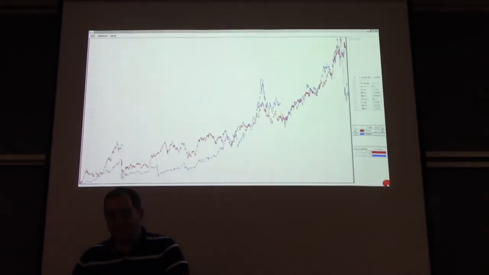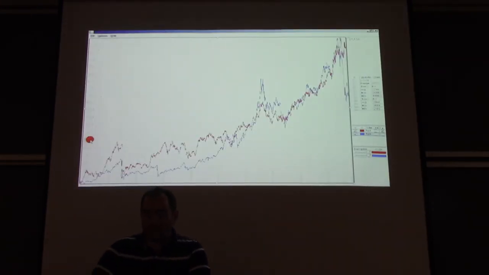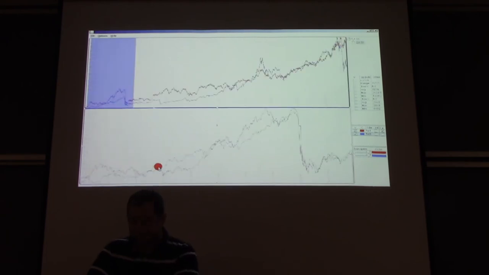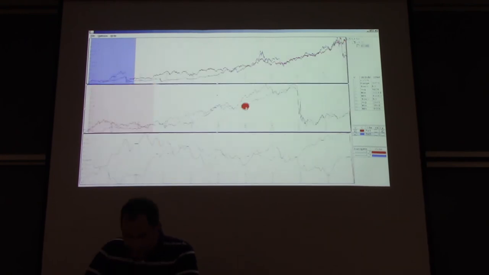So here we use the same visual encoding, but just a different scale for these different views. Now he's zooming in on Black Monday, which was a stock market crash in the 80s.